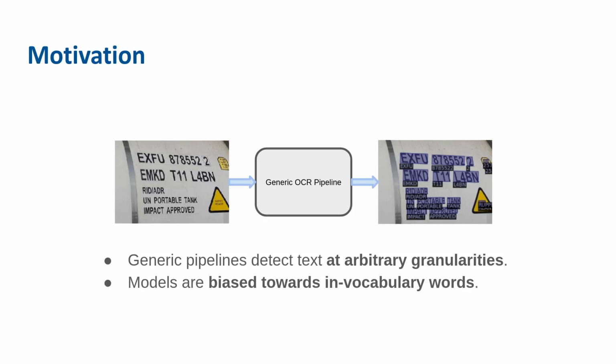Another problem is that generic pipelines are usually biased towards in-vocabulary words, which are the set of words that the model has seen during training. When the model sees a word it has never seen, it has more probability to misspell it. And finally, they can mix letters and numbers if they are visually similar. For example, they can mix the number 1 with the letter L.